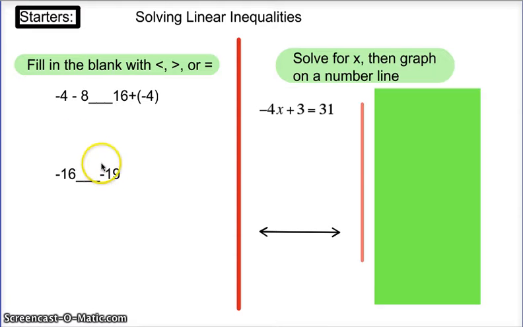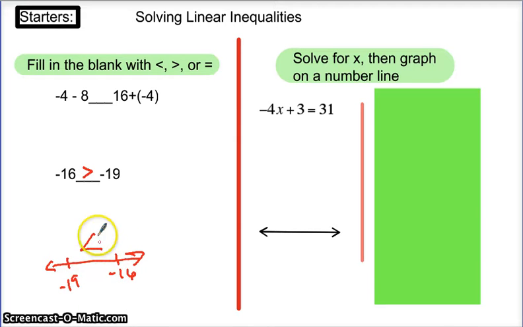So first of all, on the left hand side here, if we're looking at negative 16 compared to negative 19, remember on a number line, negative numbers increase in value to the left, which means that technically negative 16 is greater than negative 19. So the symbol we use shows the arrow pointing at the smaller number, and the greater side, the one with larger value on a number line, is always going to be the open side. Okay? So negative 16 is greater than negative 19.